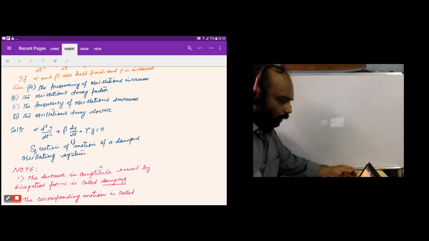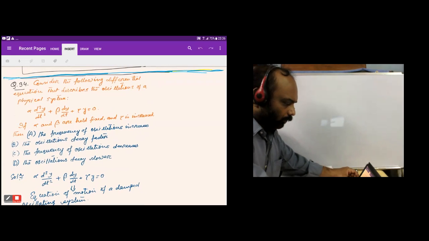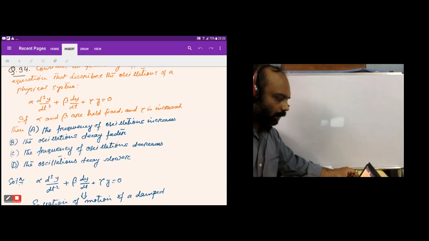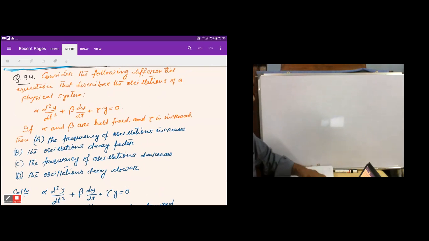Let's solve a few more problems. So question number 34. It says, consider the following differential equation that describes the oscillations of a physical system.